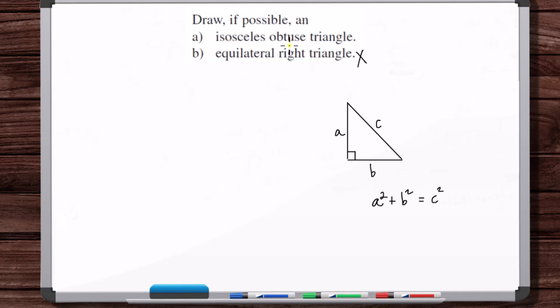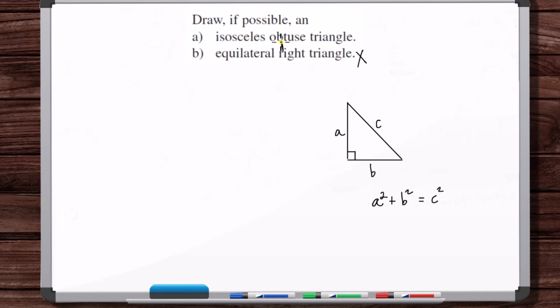Okay, obtuse means there's one obtuse angle in the triangle, and there's only going to be one. You can't have two obtuse angles in a triangle, right? Because obtuse means you have an angle that's greater than 90. You can't even have two 90-degree angles in a triangle, because then the third angle would have to be 0. So you definitely can't have two obtuse angles. So there's going to be one obtuse angle.